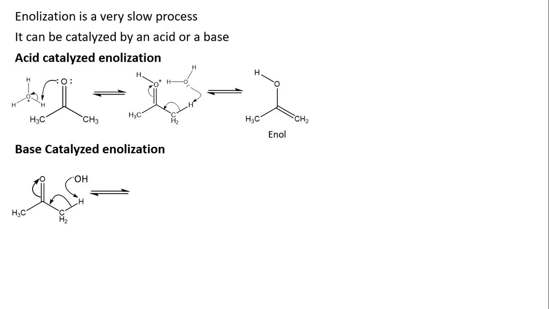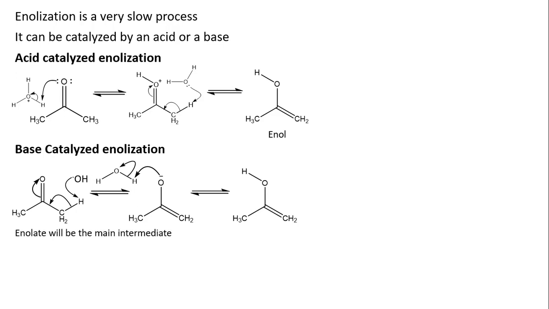And then what will we get? We will get an enolate. It is not an enol because oxygen has no hydrogen attached to it, but there is a negative charge on the oxygen, so such a species is known as the enolate. And this enolate will capture a proton from water and will regenerate the hydroxide ion, and the enol will be formed in this reaction.